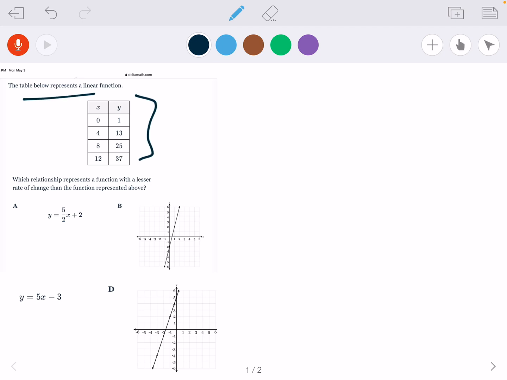Which relationship represents a function with a lesser rate of change, in other words, a smaller number for a slope, than the above problem function?